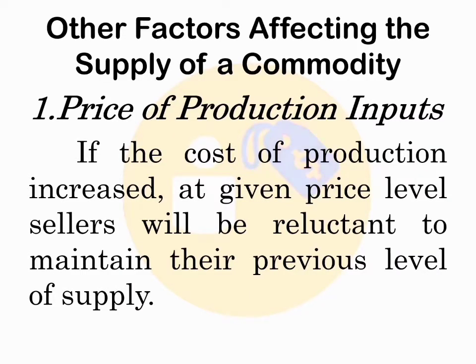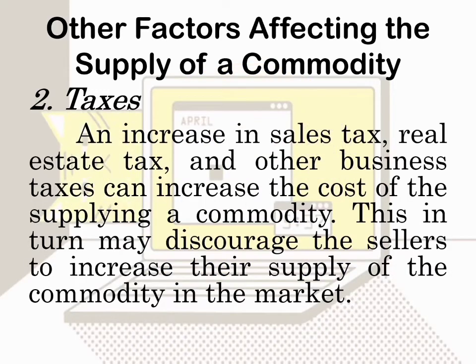Let's move to the other factors affecting the supply of a commodity. First, we have the price of production inputs. If the cost of production increases at a given price level, sellers will be reluctant to maintain their previous level of supply. Number 2 is taxes. An increase in sales tax, real estate tax, and other business taxes can increase the cost of supplying a commodity. This in turn may discourage sellers from increasing their supply of the commodity in the market.